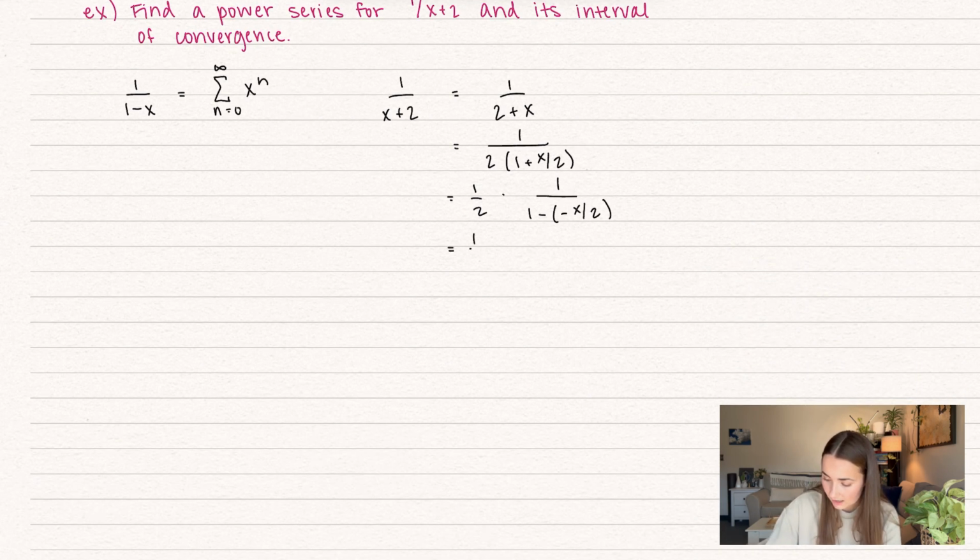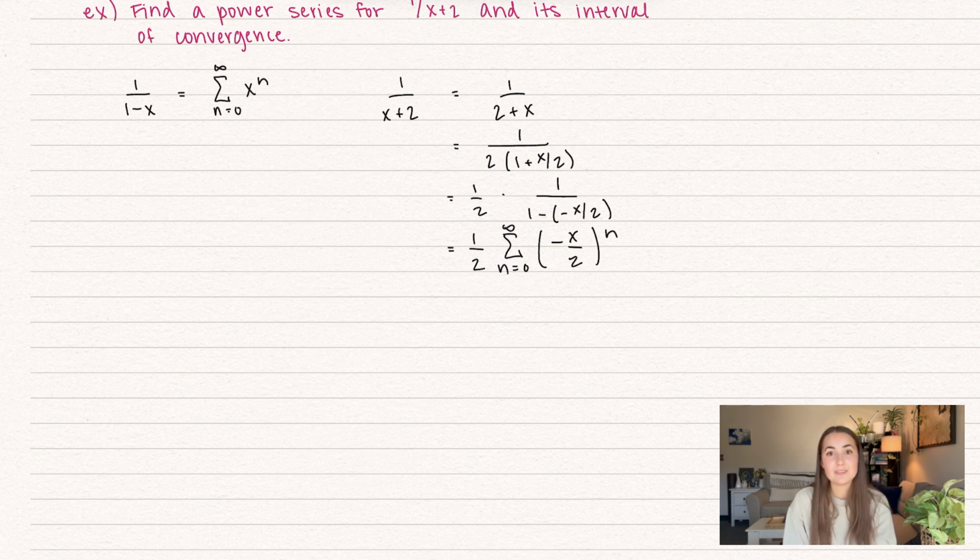So now I have something that I can plug into the summation. So this is going to be 1/2 times the summation, n equals 0 to infinity, negative x over 2 to the power of n. Now we can go ahead and simplify this if you wanted to. So 1/2, we have the summation, n equals 0 to infinity, negative 1 to the power of n, x to the n over 2 to the n.